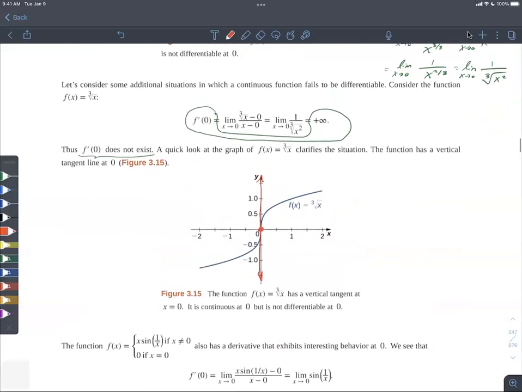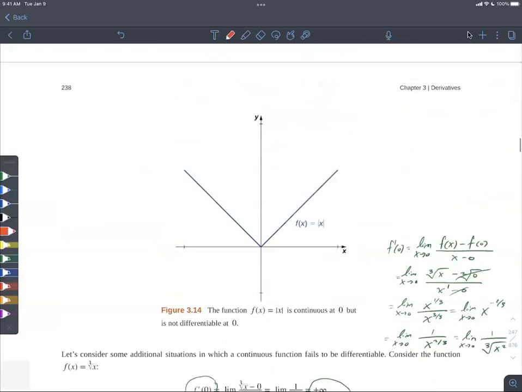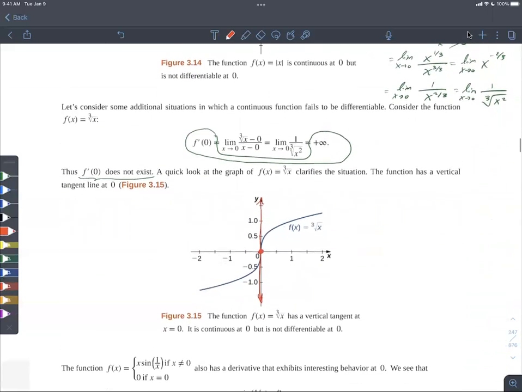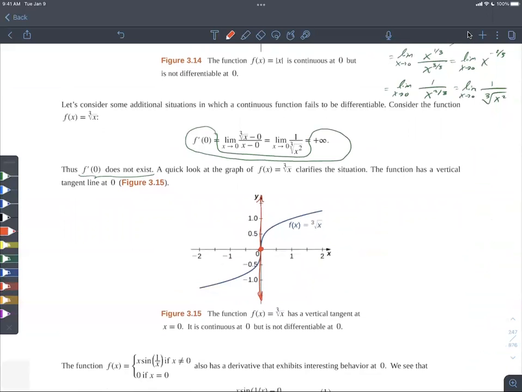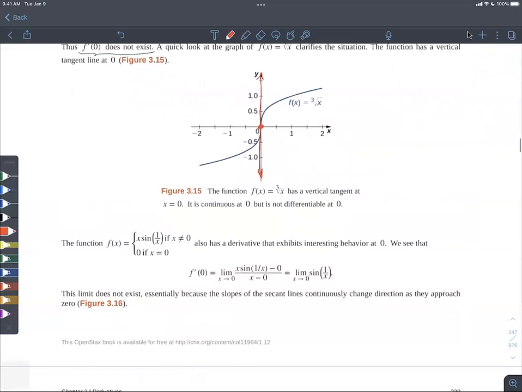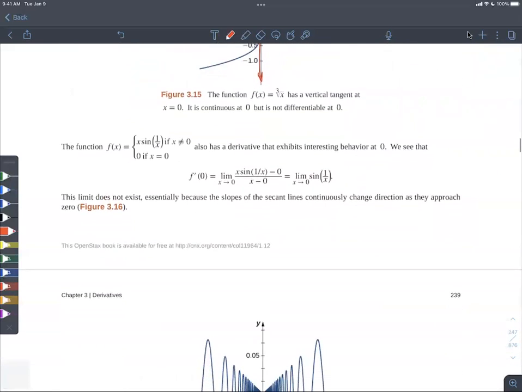All right, so that's another case. If you have a vertical tangent line or some corner like this in the absolute value of x, then the function will not be differentiable. The derivative will not exist at those values where those kinds of things occur on a graph.